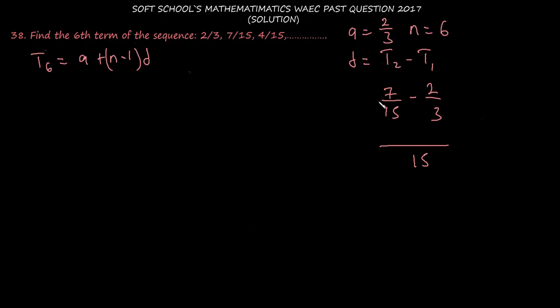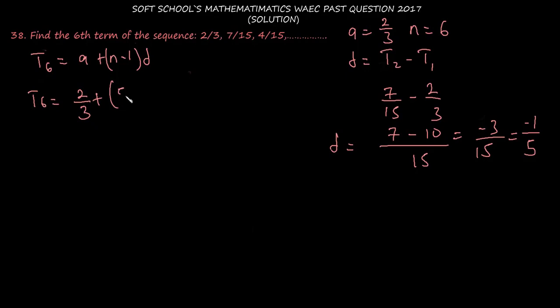The LCM here is 15. 15 divided by 15 is 1, times 7 is 7. Minus 15 divided by 3 is 5, times 2 is 10. So this is minus 3 over 15, which is minus 1 over 5. So our D is minus 1 over 5. Our T6, which is what we are looking for, is A, which is 2 over 3, plus 6 minus 1 times D, which is minus 1 over 5.